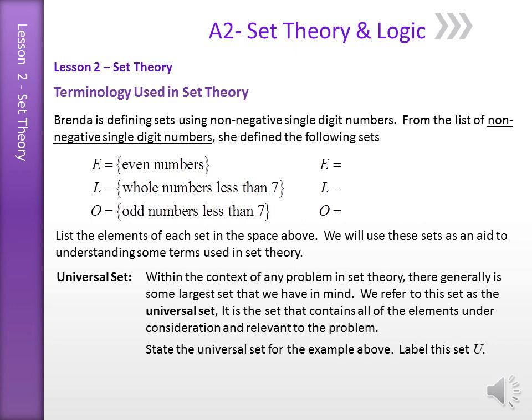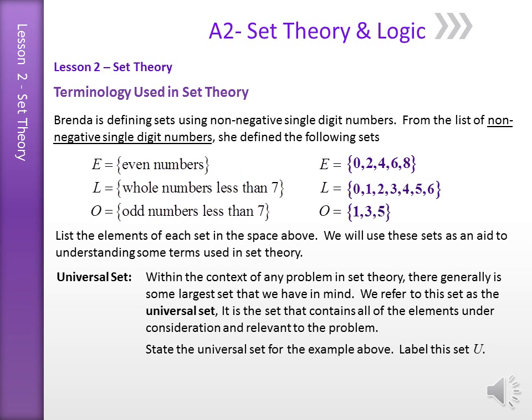So for the set E, being the even numbers, 0 is considered even, 2, 4, 6, and 8. The whole numbers less than 7 would be those numbers 0, 1, 2, 3, 4, 5, and 6. The odd numbers less than 7 would be 1, 3, and 5.